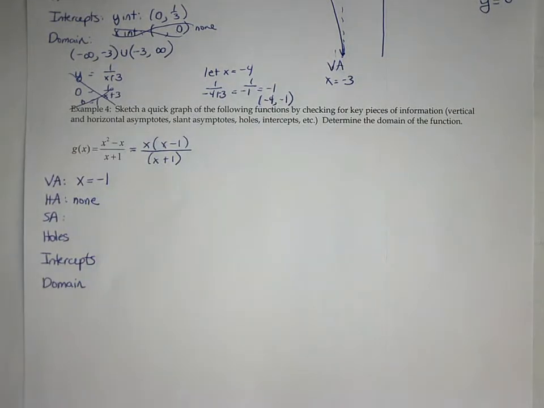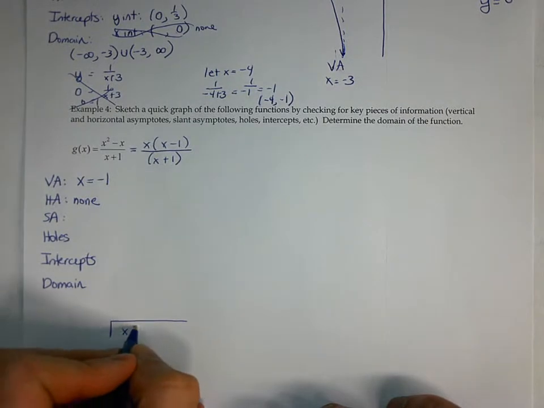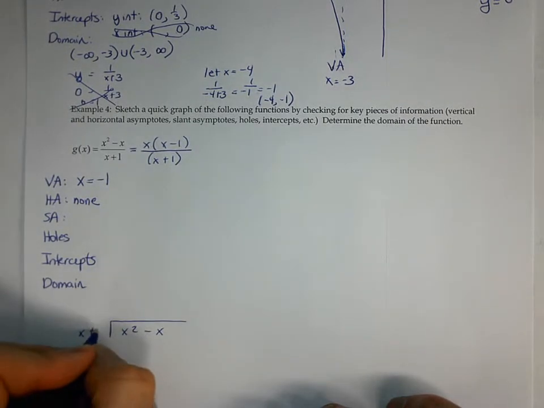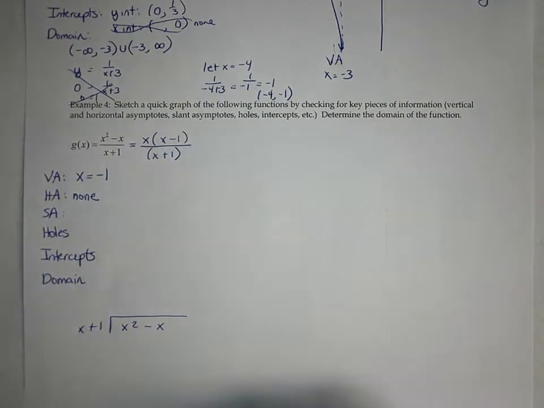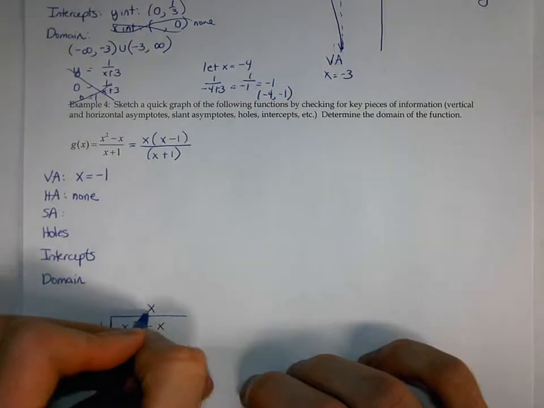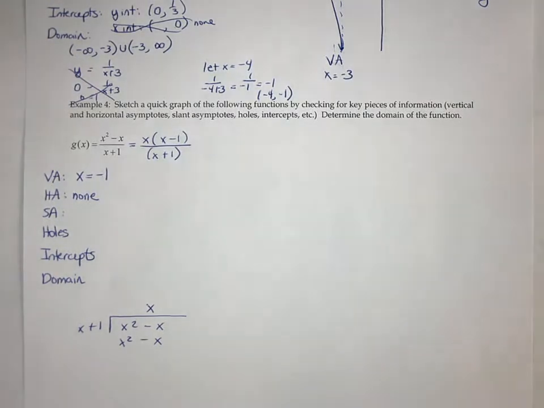A slant asymptote occurs when the degree of the numerator is exactly 1 more than the degree of the denominator. And that's the situation that we have right here. An x squared over an x, a degree of 2 over a degree of 1. So this one is going to have a slant asymptote. The way we find the slant asymptote is we divide our function using long division. So x squared minus x divided by x plus 1. What times x gives me an x squared? We have x, which is going to give me an x squared minus an x.